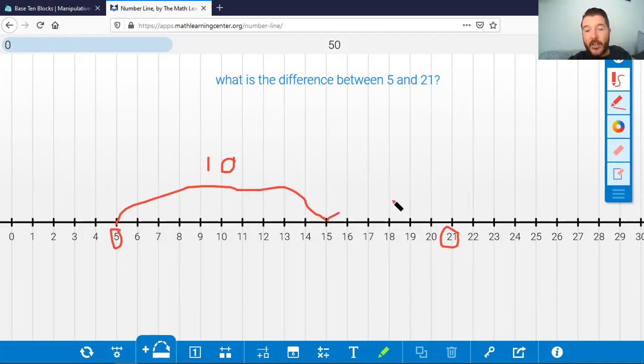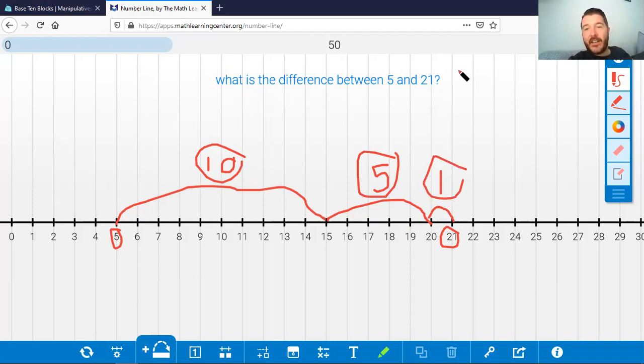So I'm going to do another jump to get to 20. And I know that 5 add 5 is 10, taking me to 20. Now I just need my extra jump to get to 21, which is 1. So then we count them all together. 10 add 5 is 15. Add on the extra 1 is 16. So the difference between 5 and 21 is 16.